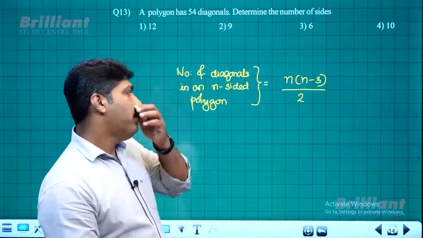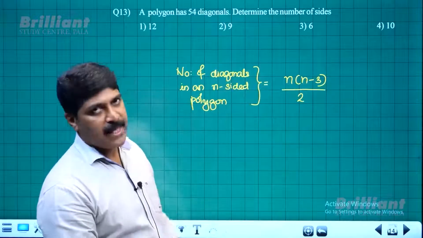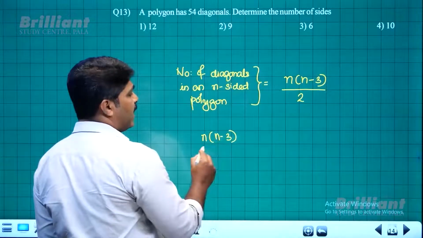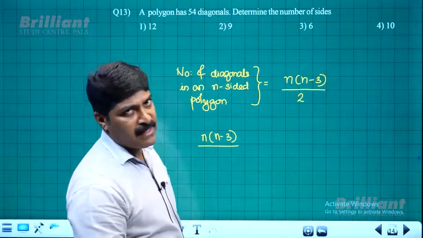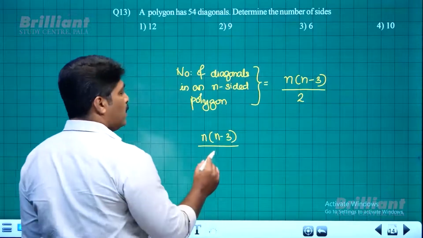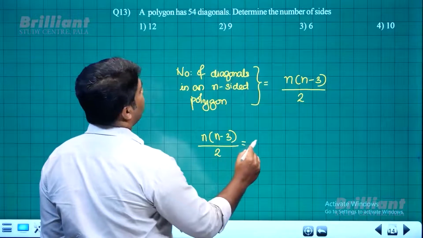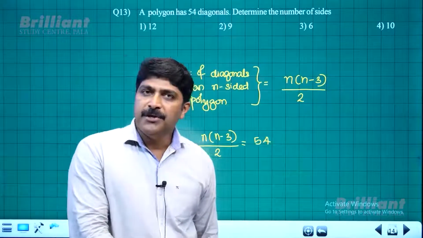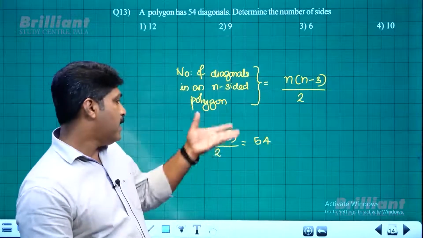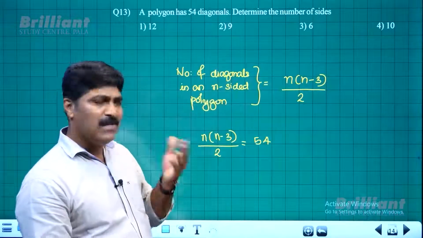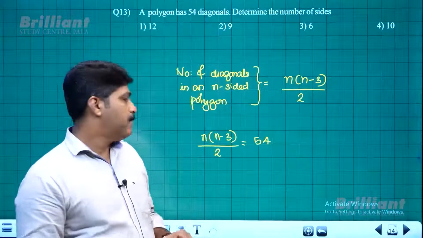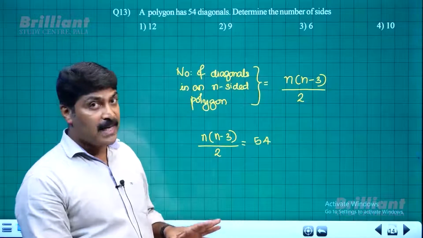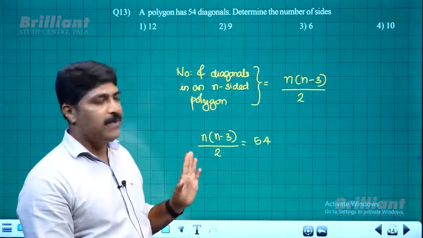With the help of this result, you can easily find out the answer. Here, n into n minus 3, what is this n? n is the number of sides as well as number of vertices of the polygon. So n into n minus 3 by 2 is given to be equal to 54. Then for the rest of the operations, you multiply all these values, take this 2 towards the right side and so on. But if you are doing such operations, you finally reach a quadratic equation, then you are going to find out the value of n.